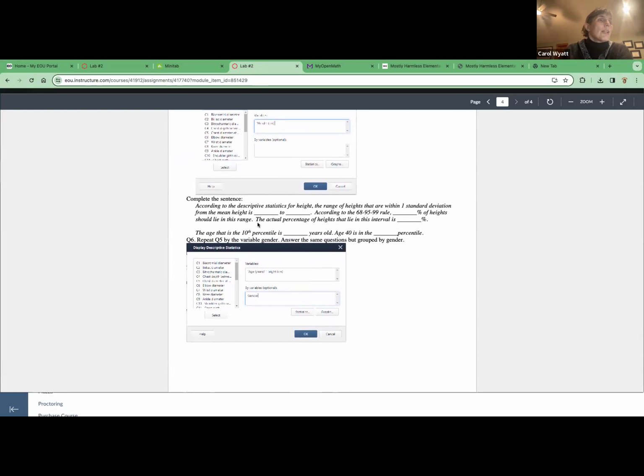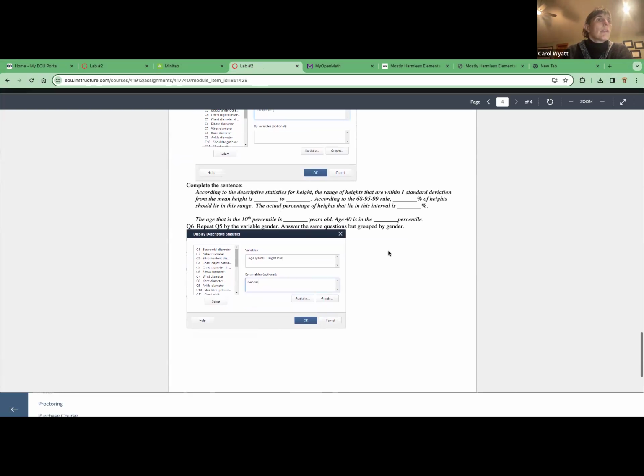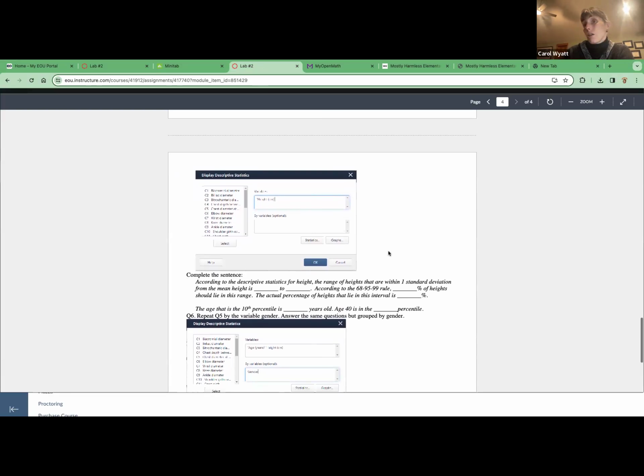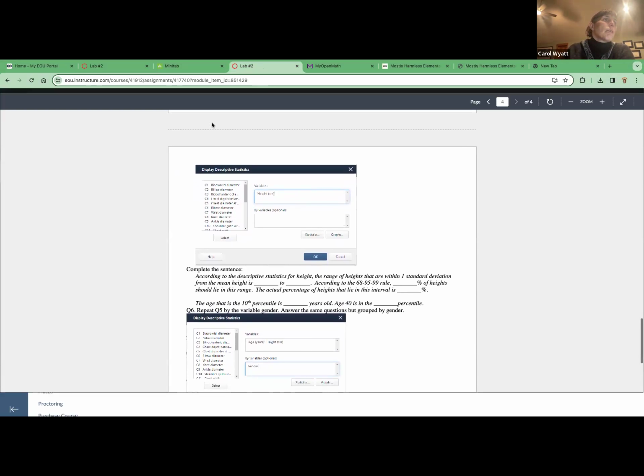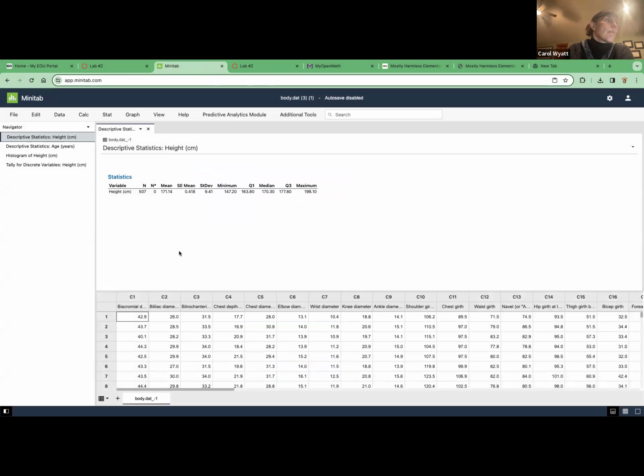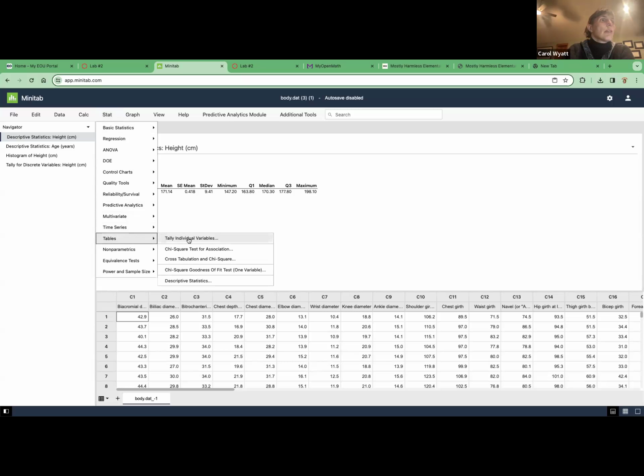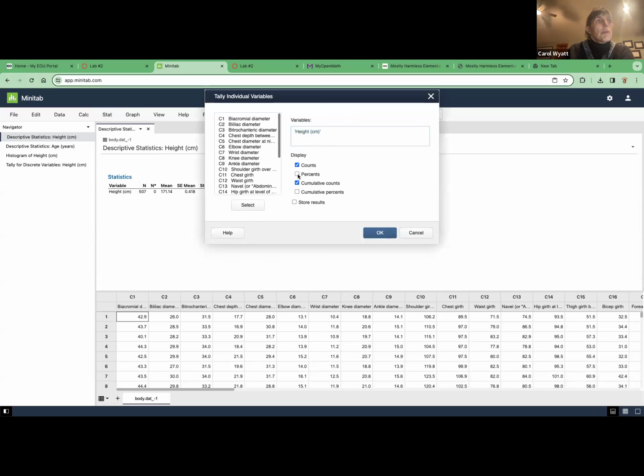Okay. The age that's in the 10th percentile is blank years old. Age 40 is in the what percentile? So let's see if we can have Excel or Minitab calculate percentiles for us. There are so many different ways that we could do this, but I'm just going to use tables again. Table and put percents here. This time I'm going to put cumulative percents.